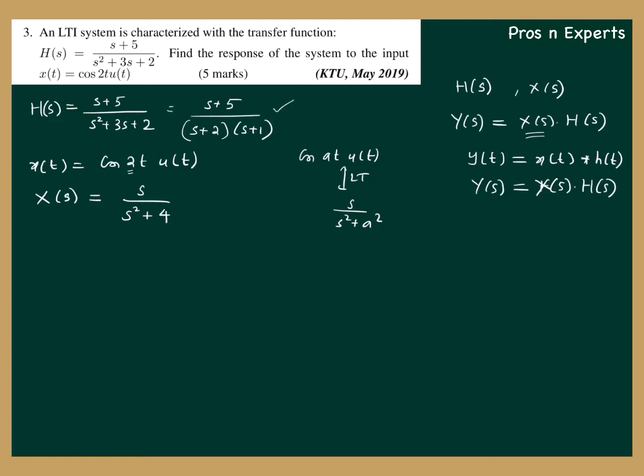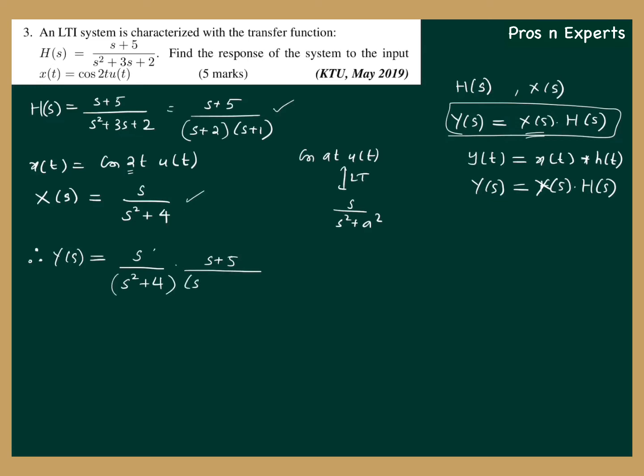We have H of s and X of s. Now what is Y of s? From this expression, Y of s is equal to X of s into H of s, which is given by s by s square plus 4 into s plus 5 by s plus 2 into s plus 1. I have multiplied s by s square plus 4, that is X of s, into H of s.